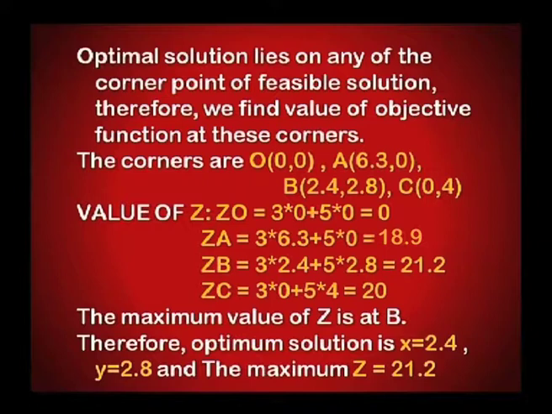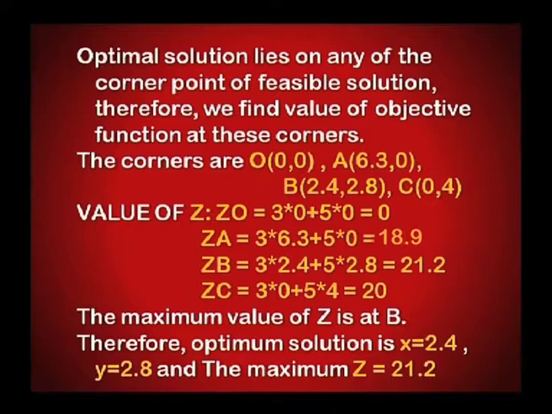The values of the objective function z at these points are: z at O is 3 into 0 plus 5 into 0, that is 0; z at A is 3 into 6.3 plus 5 into 0; z at B is 3 into 2.4 plus 5 into 2.8, that is 21.2; z at C is 3 into 0 plus 5 into 4, that is 20.